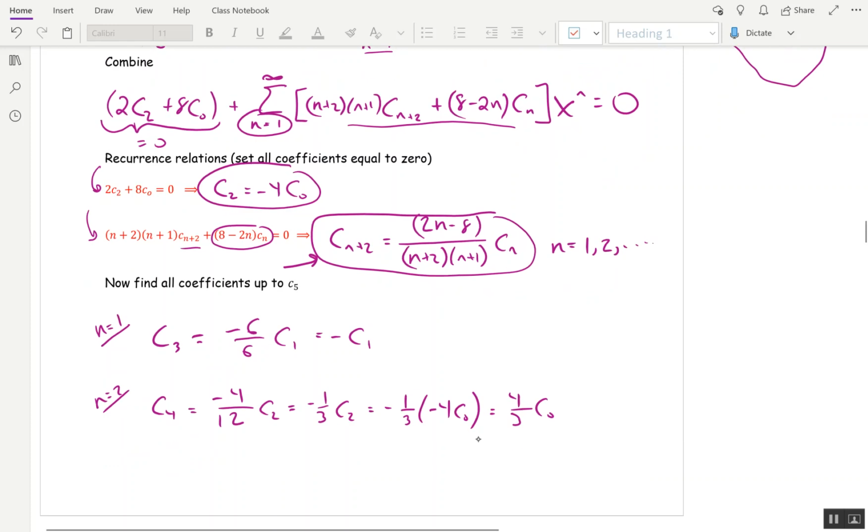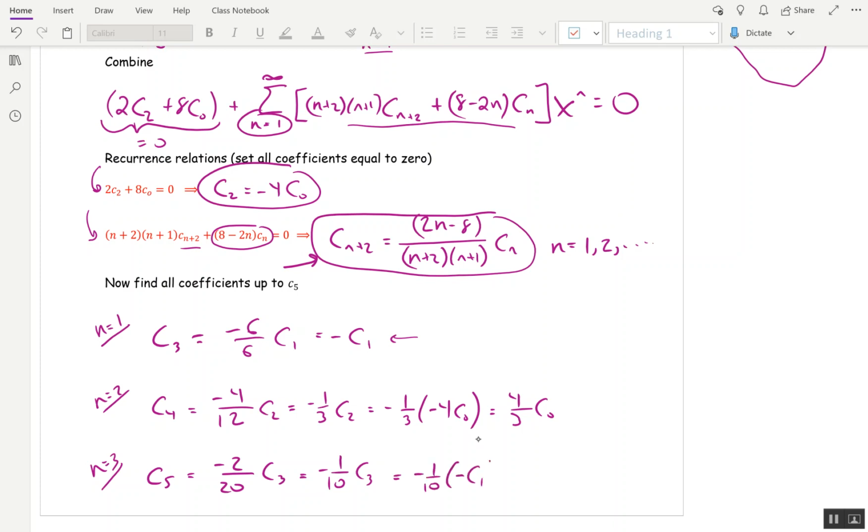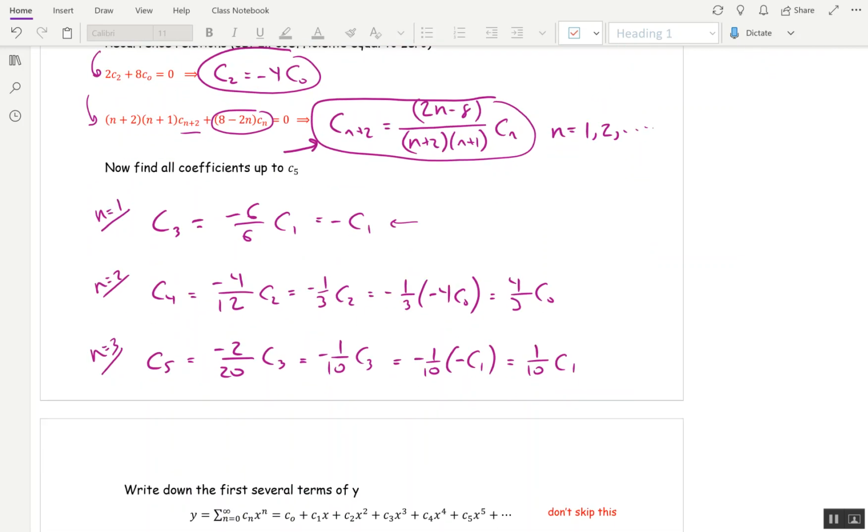Okay, now when n is 3, I get C5 is negative 2 over 20 C3, which is negative 1/10 C3. Can't use C3 though. So looking up here, I see C3 is negative C1. So this gives me C5 is positive 1/10 C1. Okay, and I can stop there because I only have to go up to degree 5 in this next step.